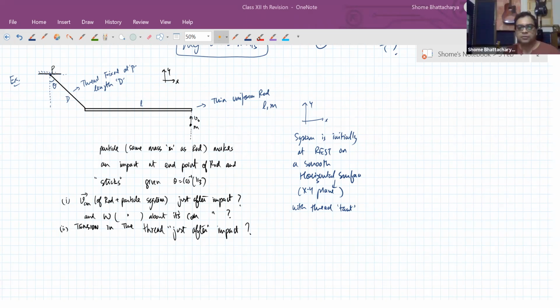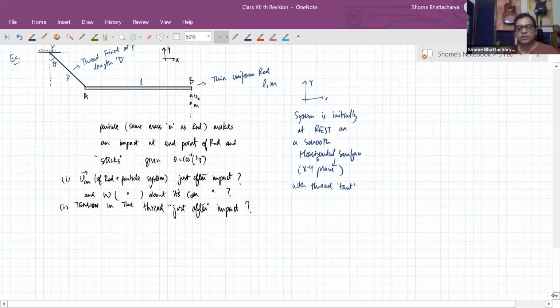Okay, people, let's understand what conservation principles we can apply. You cannot consider the thread plus rod as a rigid body, because the rod is independent of the thread. The thread is just applying a constraint that this point on the rod, let's say the end A of the rod, will do circular motion about the point P. That is the only constraint. There is no other constraint like pure rotation about the point P.